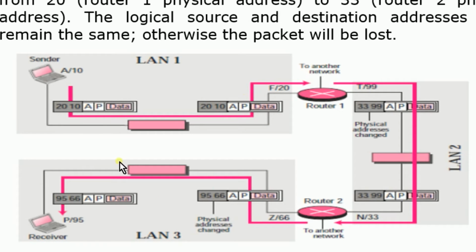So from this computer it reaches this one, and again it reaches this one. Even if there are many routers, the logical address remains the same up to the receiver. So it reaches safely to the receiver side when the sender sends the data.